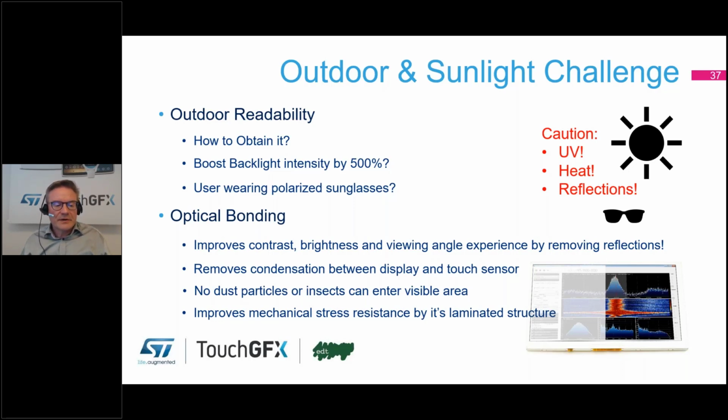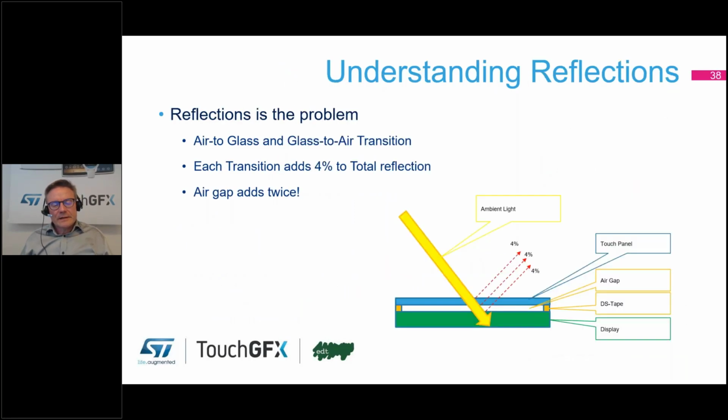So the mechanical impact strengths, we've shown that on the previous slides. But these reflections here, what is it? Any air to glass transition or glass to air transition will introduce 4% reflection, and that reduces your contrast by 4%. And contrast is the essence, that's the key. You want to have the highest possible contrast in a sunlight readable display.